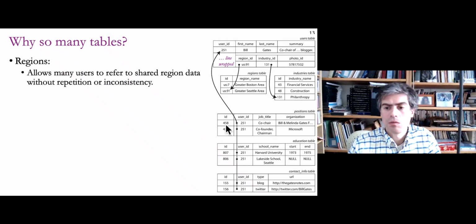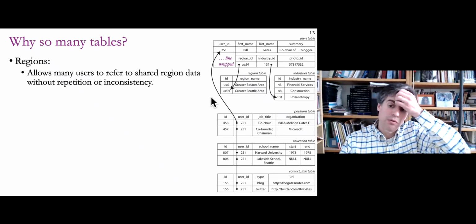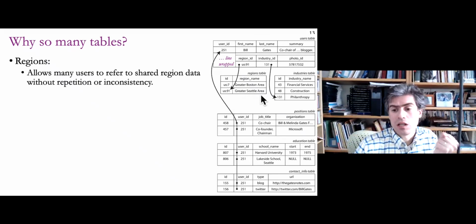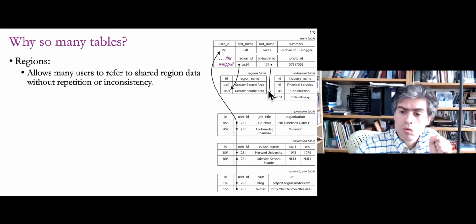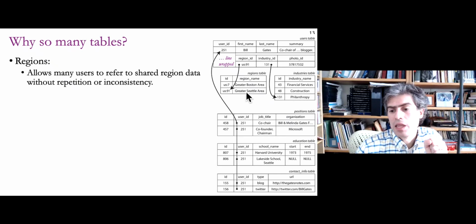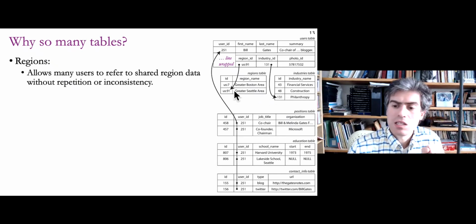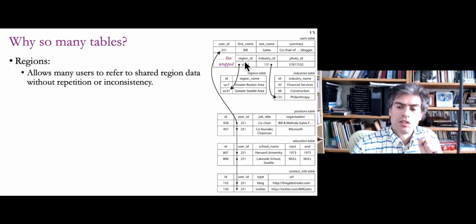Well, the purpose of this is to normalize the data, meaning that if we have lots of users who are in the same region, like lots of users in the Seattle area, we can just write the words Greater Seattle Area once and refer to it by number from lots of places. So we save some space. In this case we're not saving too much, but if there's additional information about the region, like the population, the latitude and longitude, that might be quite a lot of data about the region. And it would not make sense to repeat that for every single user in that region, right?